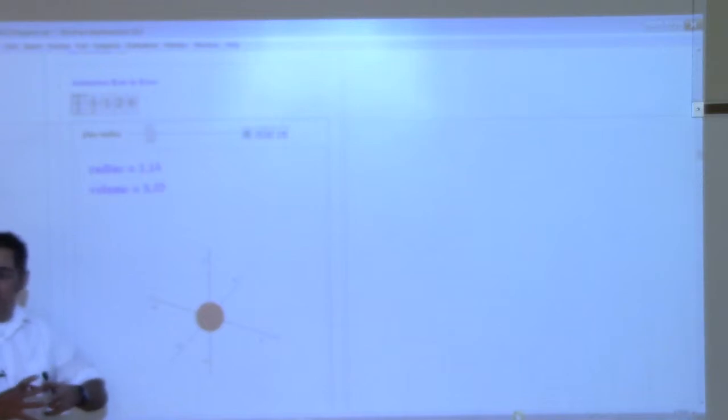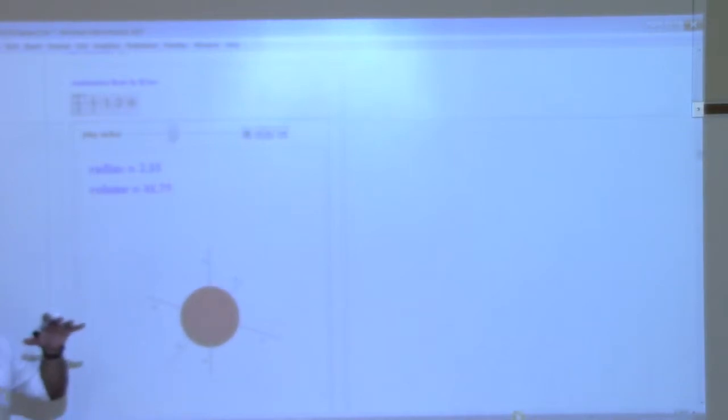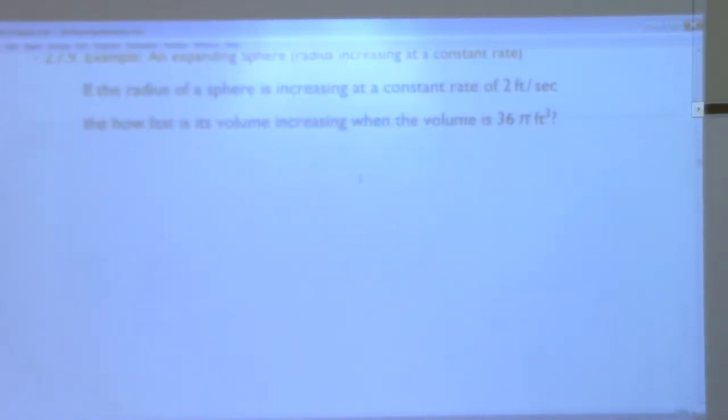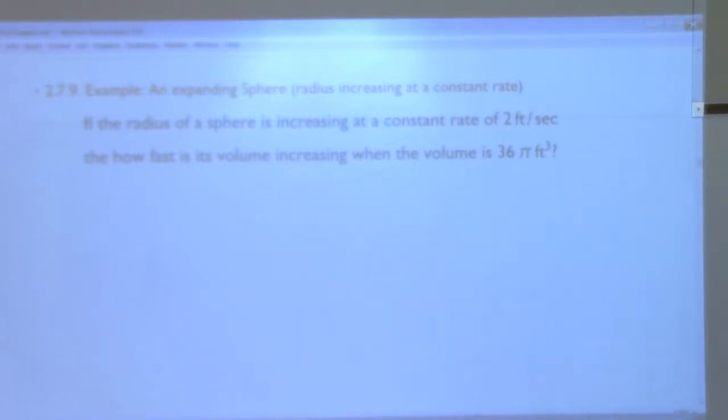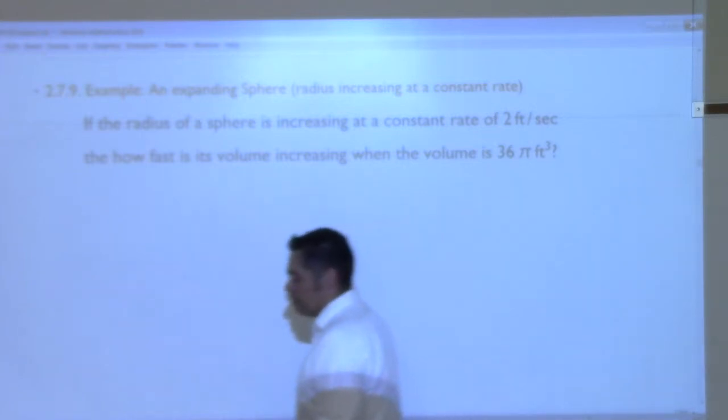The radius is growing at a constant rate. We're going to be interested in knowing how fast the volume is changing. Not the area, volume. Here it is. If the radius of a sphere is increasing at a constant rate of 2 feet per second, then how fast is the volume increasing when the volume is 36 pi cubic feet?